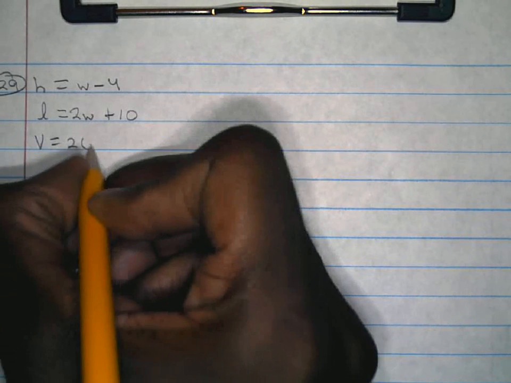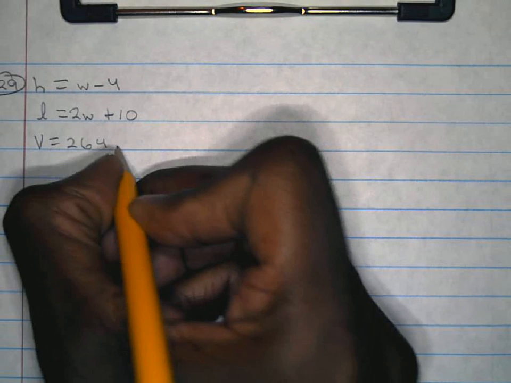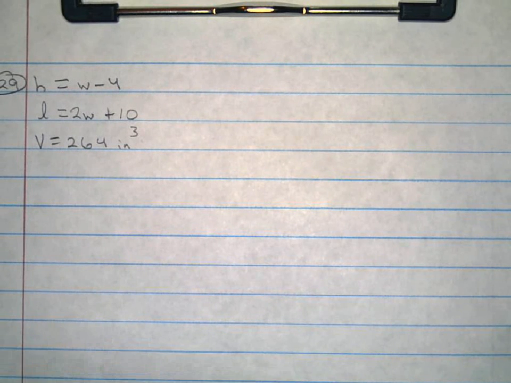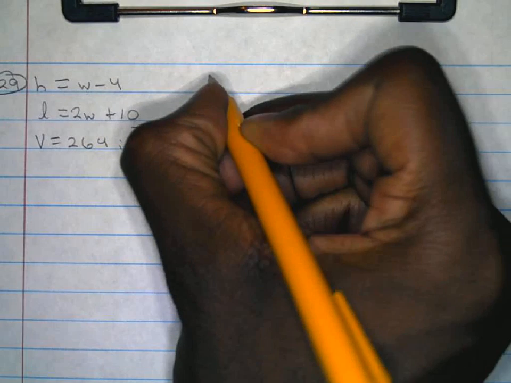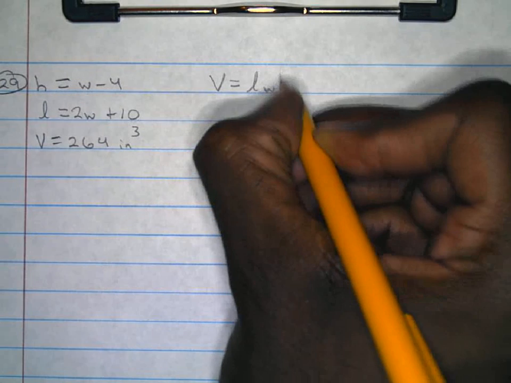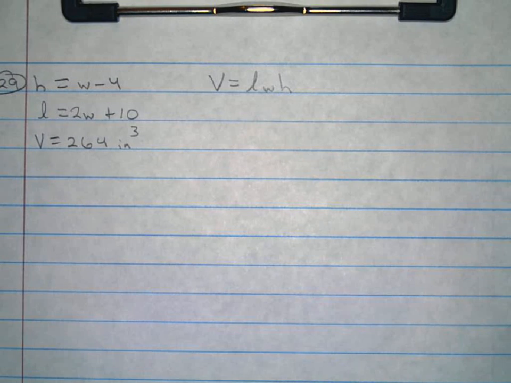cubic inches. Now, what you're probably thinking to yourself, wait a minute, I have seen this before, Mr. Pendar. Alright, I know that the volume of this box must be equal to length times width times height. I'm in business. Let's get started. So I'm just going to write this out. I'm going to make my substitutions. The volume is 264. Okay?